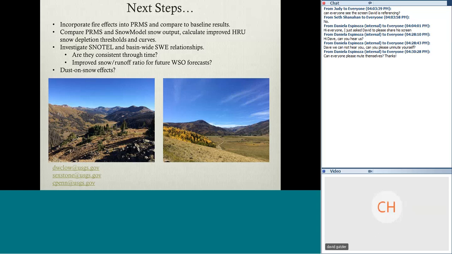Hey, great presentation, guys. This is John Bumgarner from the New Mexico Water Science Center. For your model calibration, did you do a calibration for the entire study period, or did you do a calibration for pre and post bark beetle infestation? The calibration was from 1980 to 1990, so pre-beetle. Pre-beetle, okay, thanks.